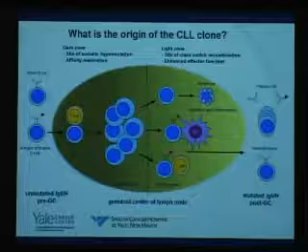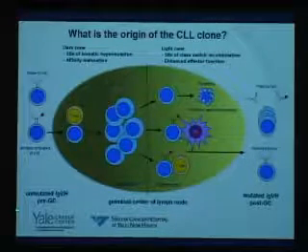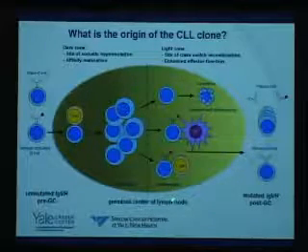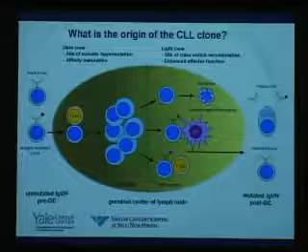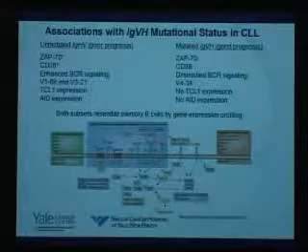And so the thought is that patients that have unmutated IgVH represent a pre-germinal center phenotype, and those with mutated represent a post-germinal center phenotype. However, it may not be that simple.